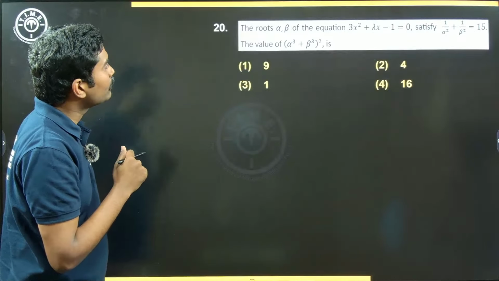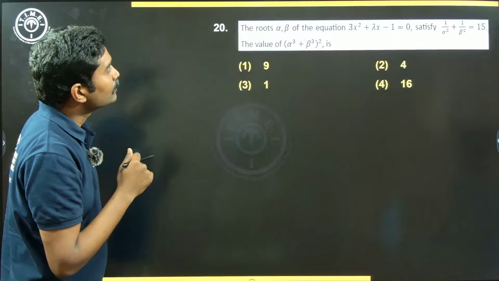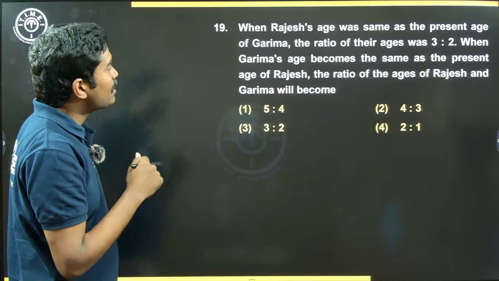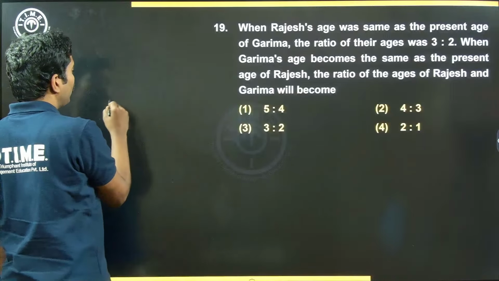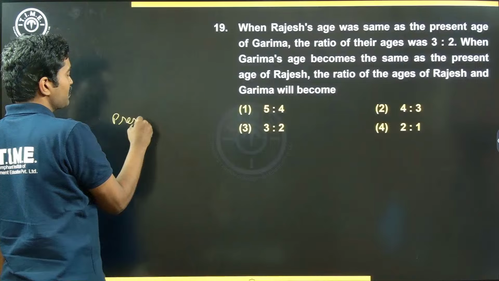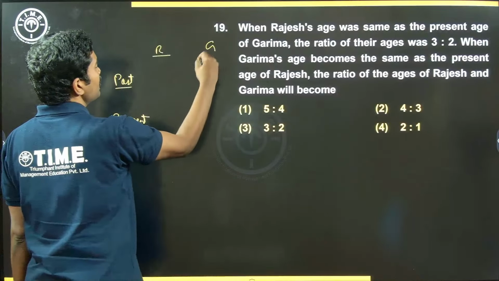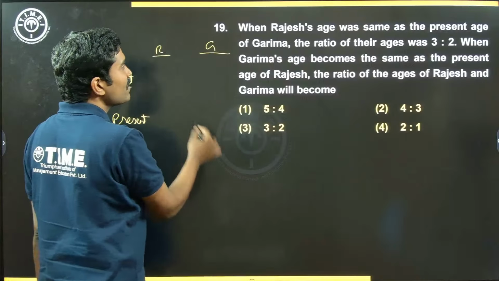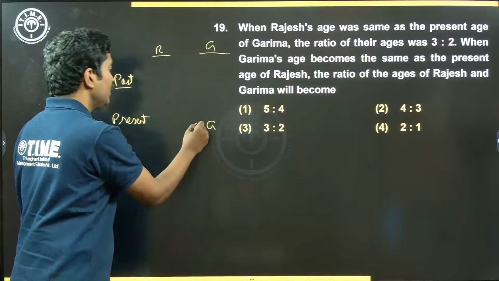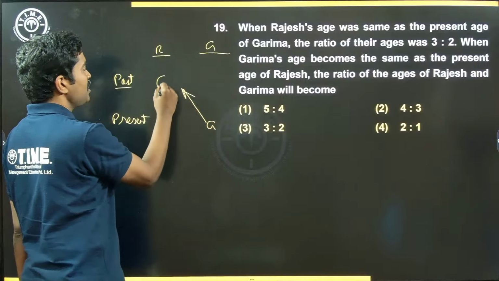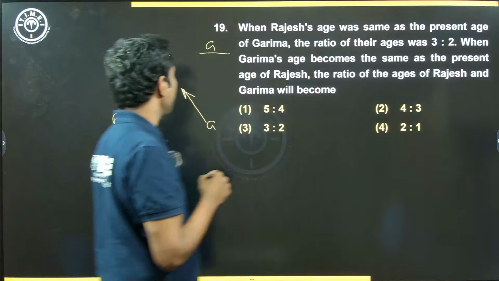21, big question, not gonna touch this. Maybe this one: when Rajesh's age was same as the present age of Garima. This is their present age and I'm talking about their past ages. This is Rajesh, this is Garima. Rajesh's age was same as the present age of Garima. Let Garima's present age be G. Once upon a time, when Rajesh's age was G, the ratio of their ages was 3:2.